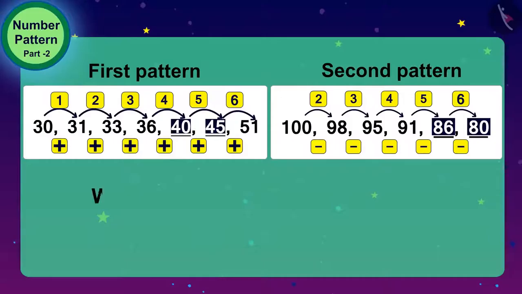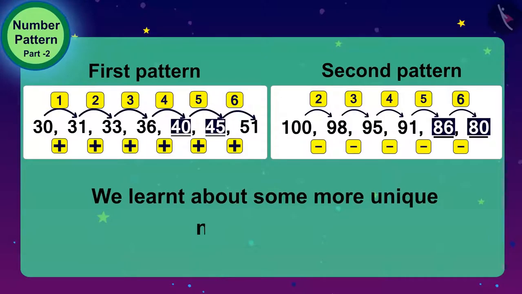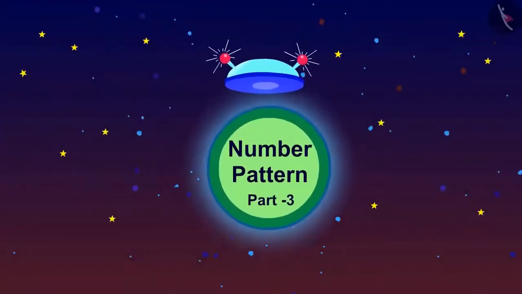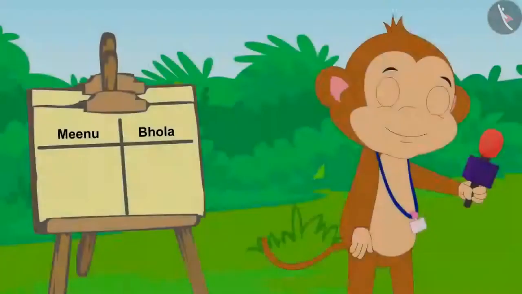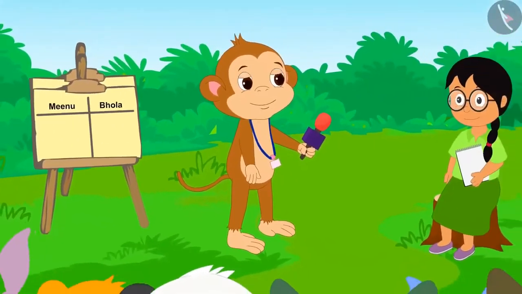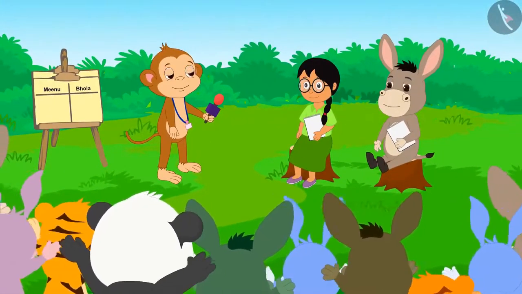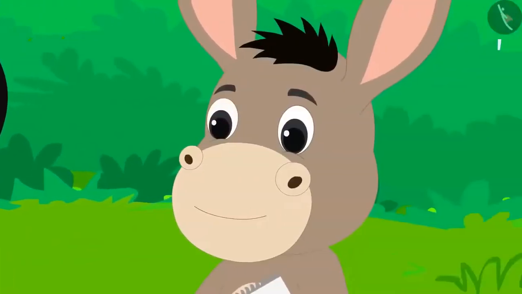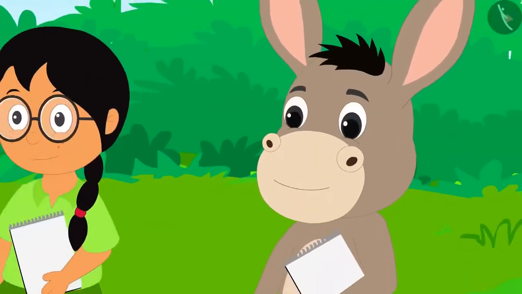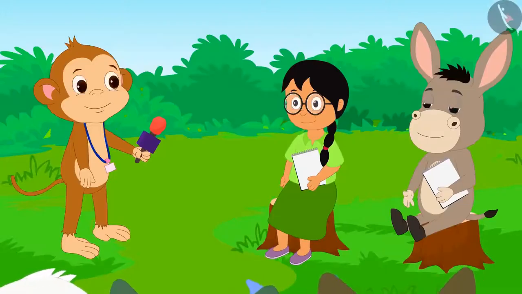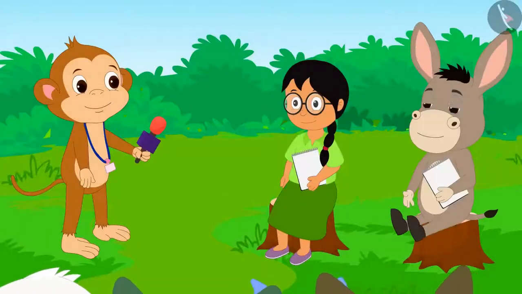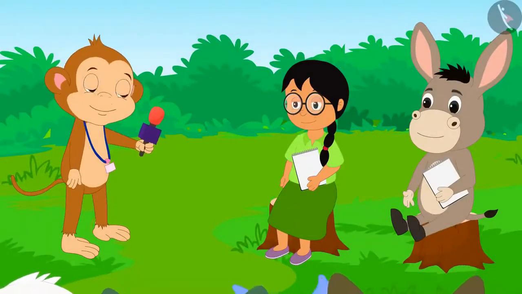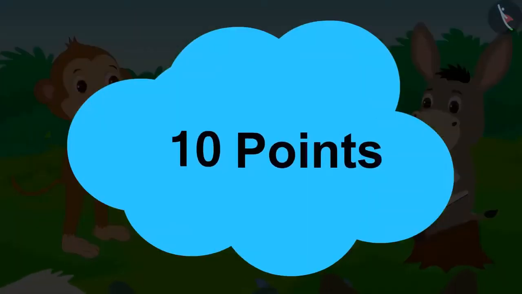In the last video, we learnt about some unique number patterns. In this video, we will learn to make number patterns using some more mathematical operations. Today, a unique game is being played in Champapur. Meenu and Bhola have taken part in this game. In the game, both of them have to complete the number pattern. The one who completes the number pattern correctly first will get 10 points.